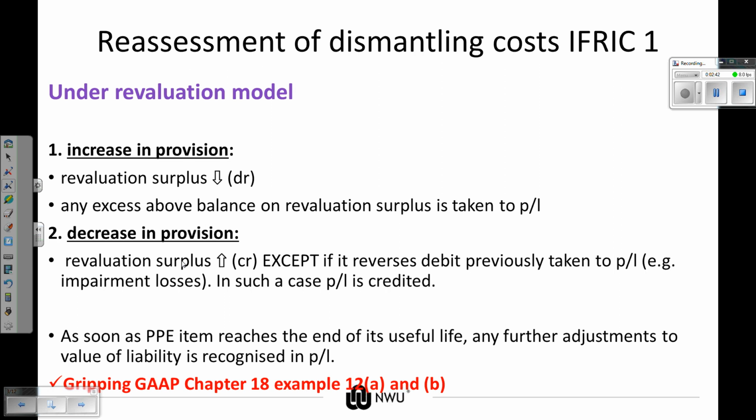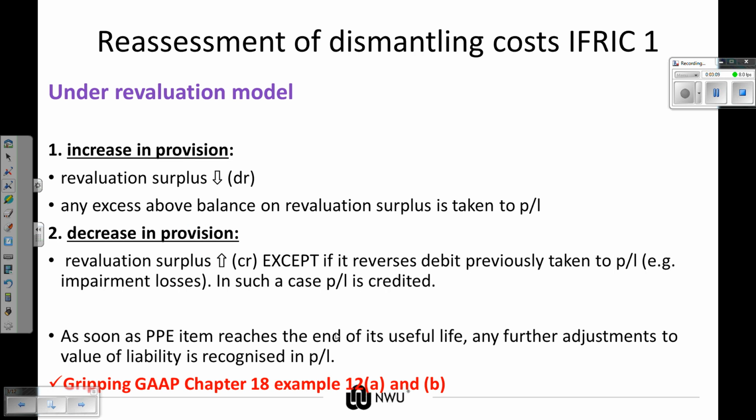For a decrease in the provision, I will debit my provision, credit revaluation surplus, except if I actually had a revaluation expense or impairment loss in P&L. In this case, I will first eliminate that impairment loss or revaluation expense, and then afterwards also increase my revaluation surplus in OCI.